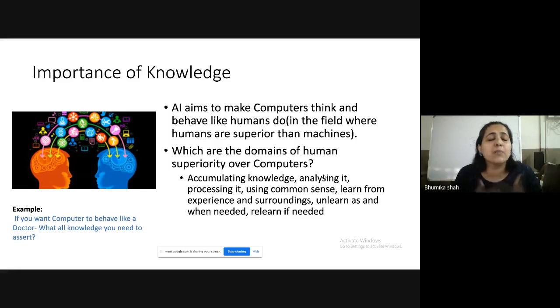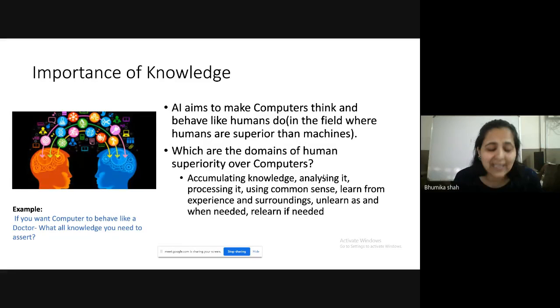We need not just provide the medical knowledge to computers, but we also have to make computers able to learn from their experience. We also have to make computers able to relearn and unlearn, because that is what doctors do. They don't only learn in their curriculum while doing MBBS, but later when they are practicing, based on their experience with patients, they learn new things, they experience new things. There will be many things that they learn from the books which may not be relevant to their experience, and then they are going to unlearn that. They are going to relearn a few new concepts. So all these things you will have to make computers do.